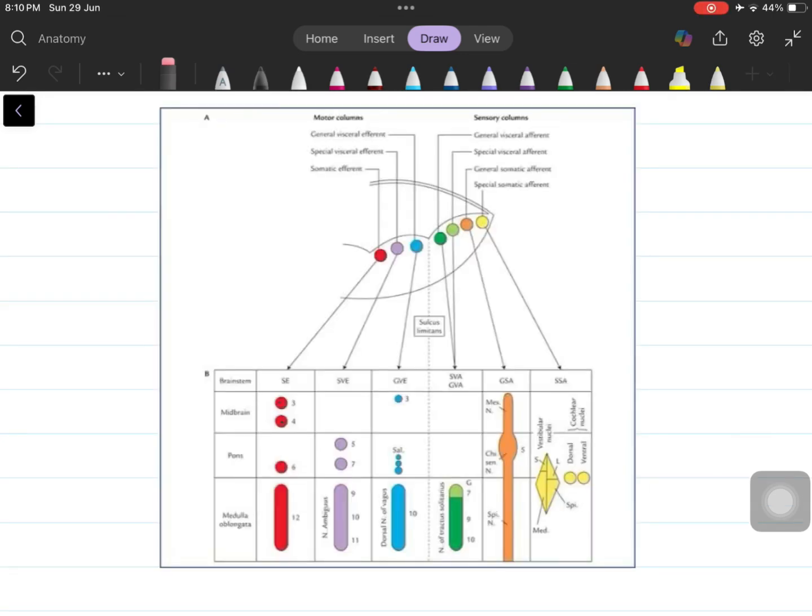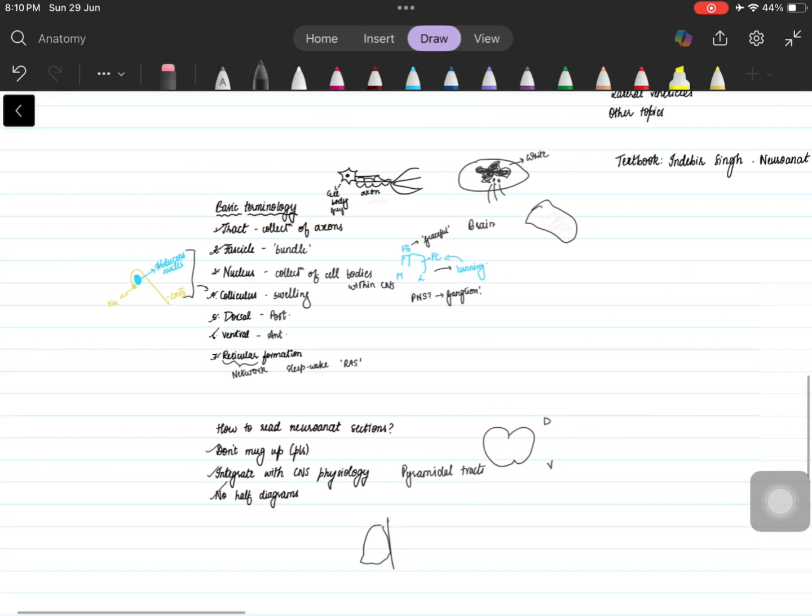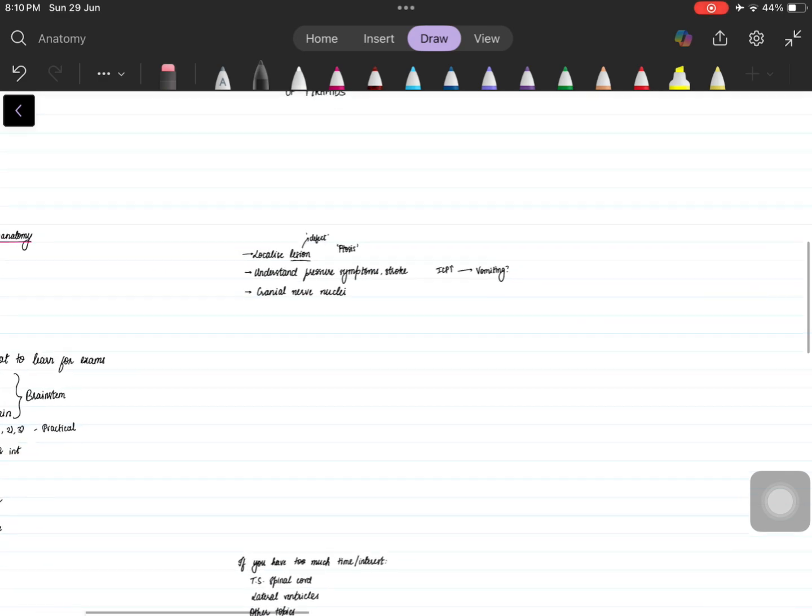I would say that no conversation about neuroanatomy is complete without this diagram. This is a diagram showing where each cranial nerve nucleus is located, in which part of the brainstem. I found this very useful and I used this to learn the transverse sections of everything.